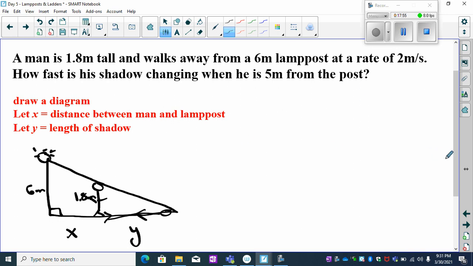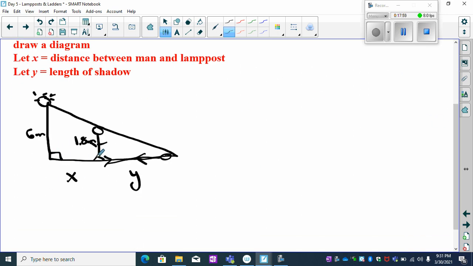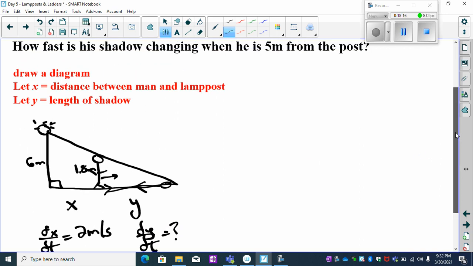The man is walking away from the lamppost, so think about what would be happening to this distance x as he moves this direction. x would be getting bigger, therefore dx over dt would be a positive 2 meters per second. dy over dt is what we're looking for. Again, we're going to use similar triangles.